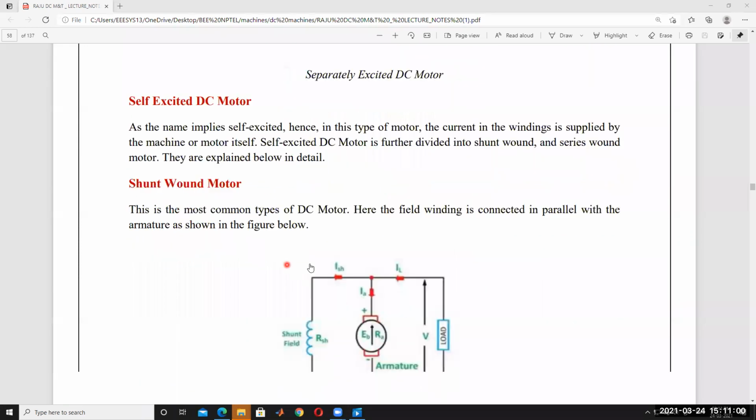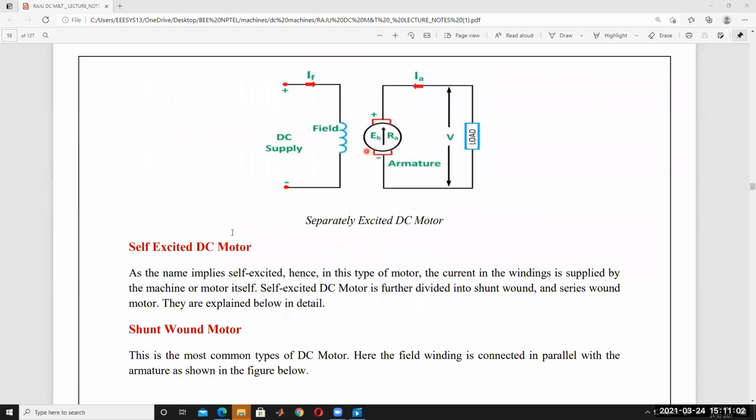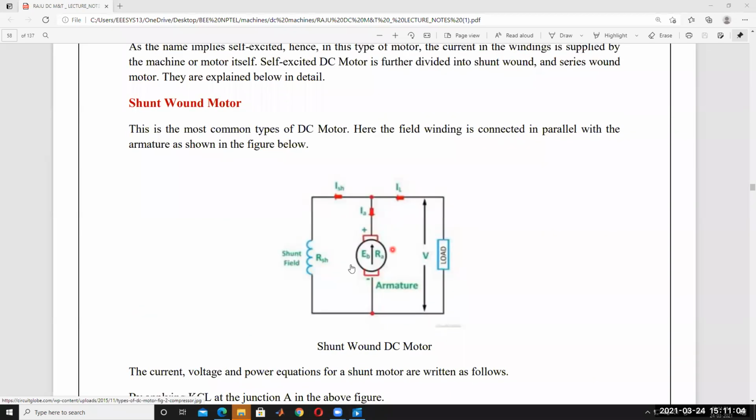Okay, this is the separately excited motor, and this is called the shunt motor. The field winding is connected in shunt, so that's why it is called a shunt motor. Eb, Ia, Ra, Ish, and IL. This line current is called the supply current. For a shunt motor, this line current is divided into the armature current and the shunt field current. IL is equal to Ia plus Ish.